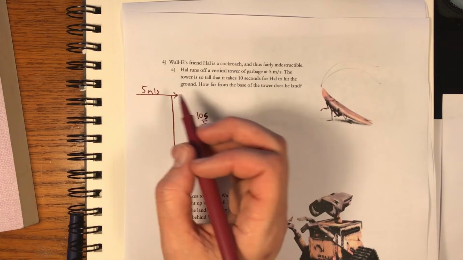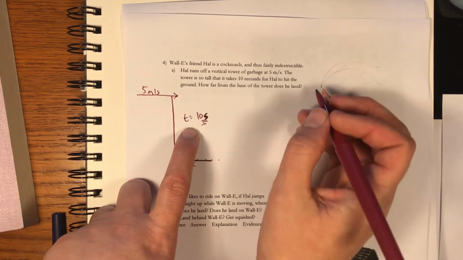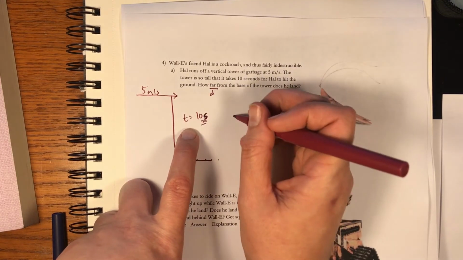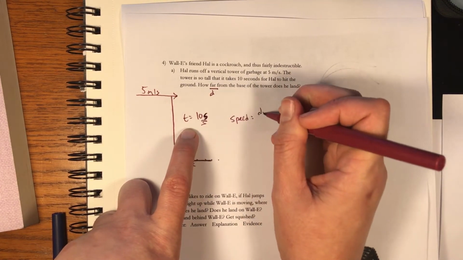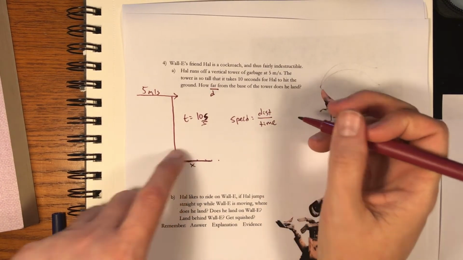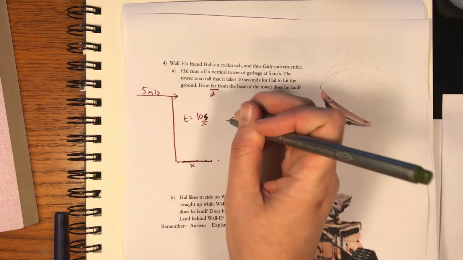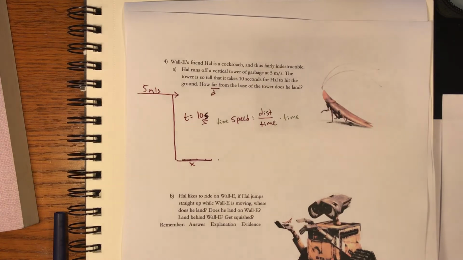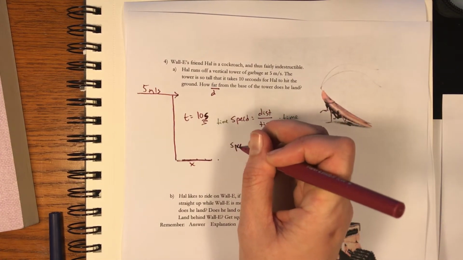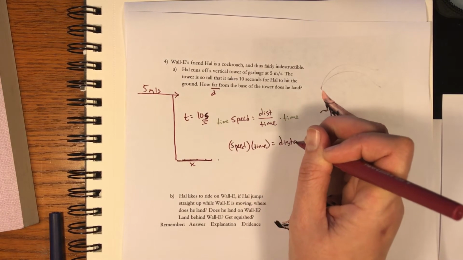So, if you may be asking, how do I even solve this problem? Well, I have a speed, I have a time, and I want to know how far, and I know far is distance. So I can look at my equation, speed equals distance over time, and I can solve for distance this time. So I'm going to multiply both sides by time, and I end up with speed times time equals distance.